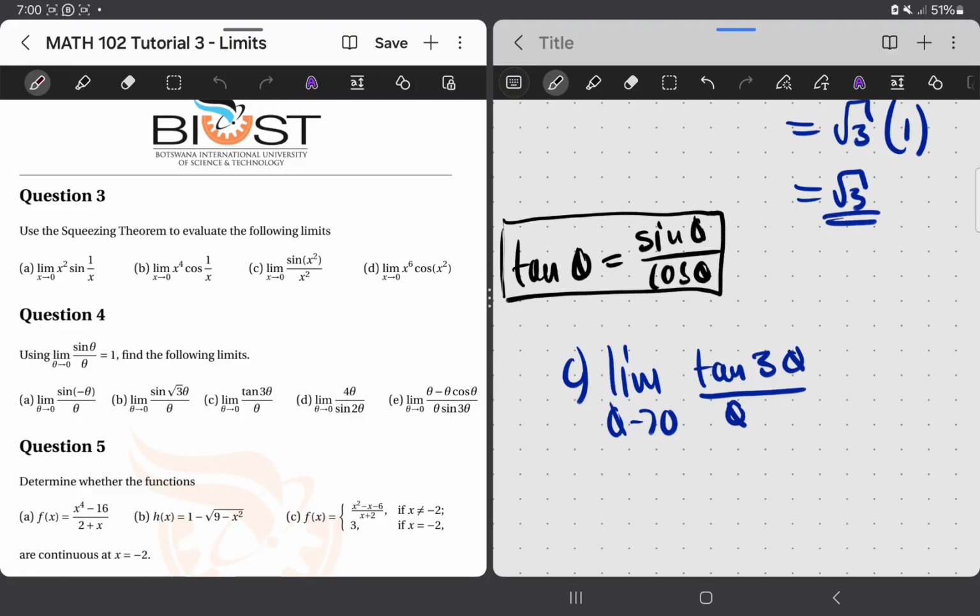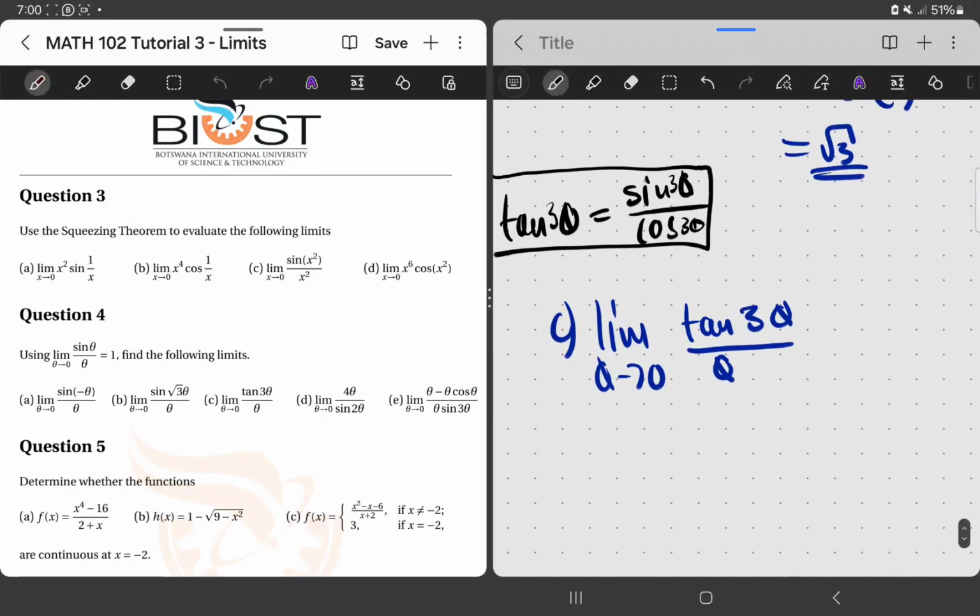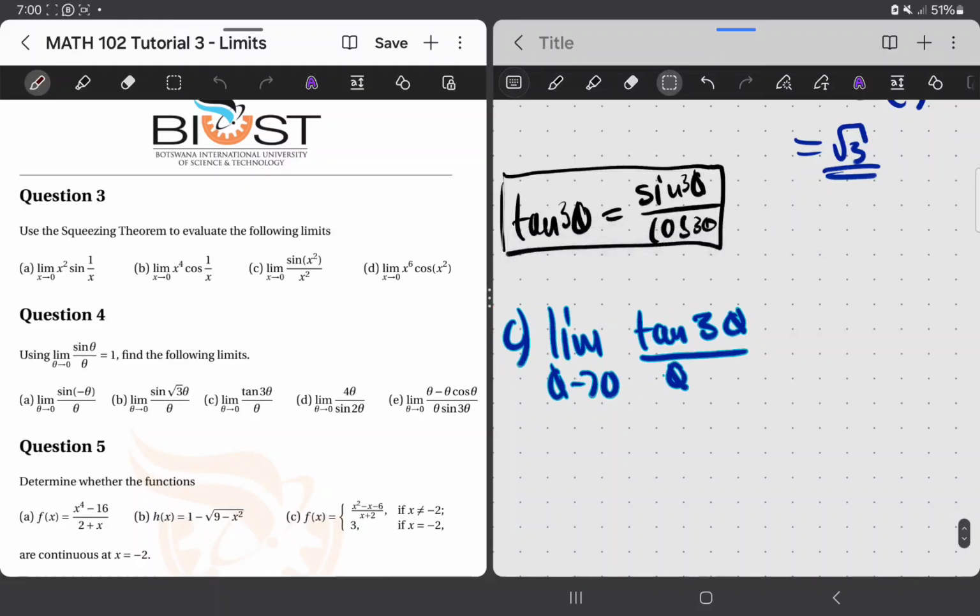It's sine over cos. So if it's tan of 3 theta, it will be sine of 3 theta over cos of 3 theta. Okay? So now we'll be saying this is going to be the limit of this, and we can say that this is just going to be equal to the limit as theta goes to 0 of sine 3 theta over cos 3 theta divided by theta.